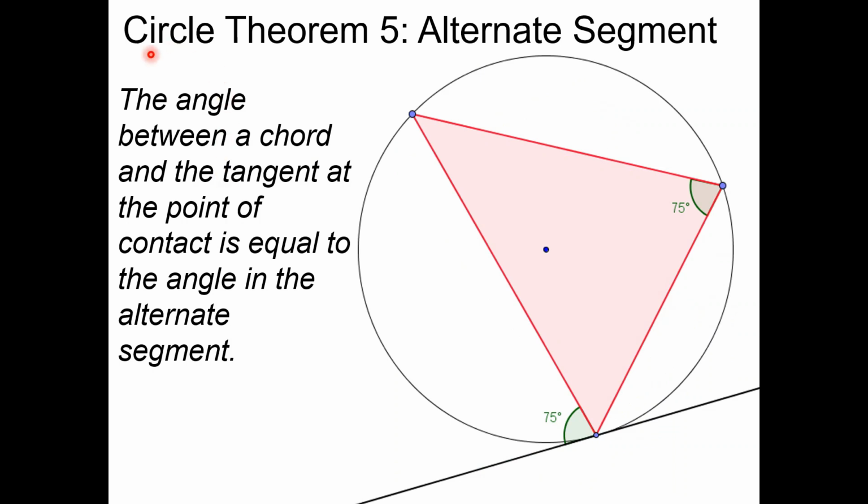Now, if you have a circle and then we have a tangent and we have a chord, let's say AB, and this chord subtends an angle at the circumference, let's say it is 75 degrees, then we are saying that this 75 degrees is the same as the angle between the chord and the tangent.